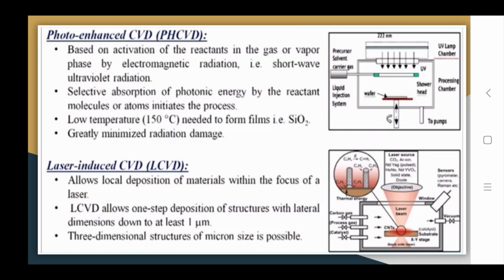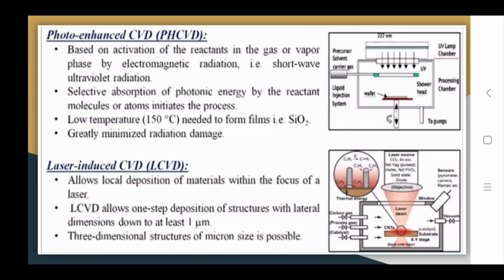The UV source emits UV light, and then we are plunging in some kind of carrier gas. That carrier gas reacts with the UV rays, and they form a certain kind of material, and that material is going to deposit onto the substrate itself.